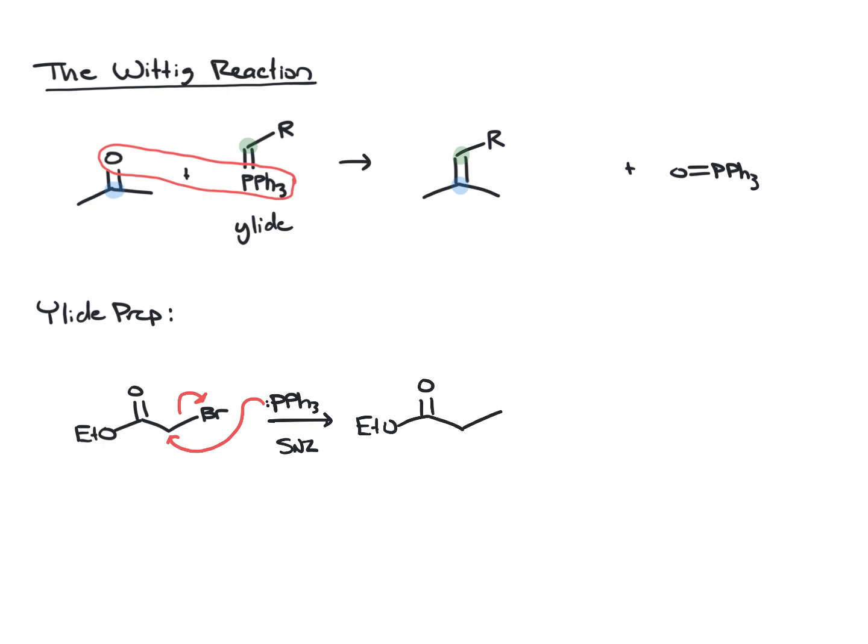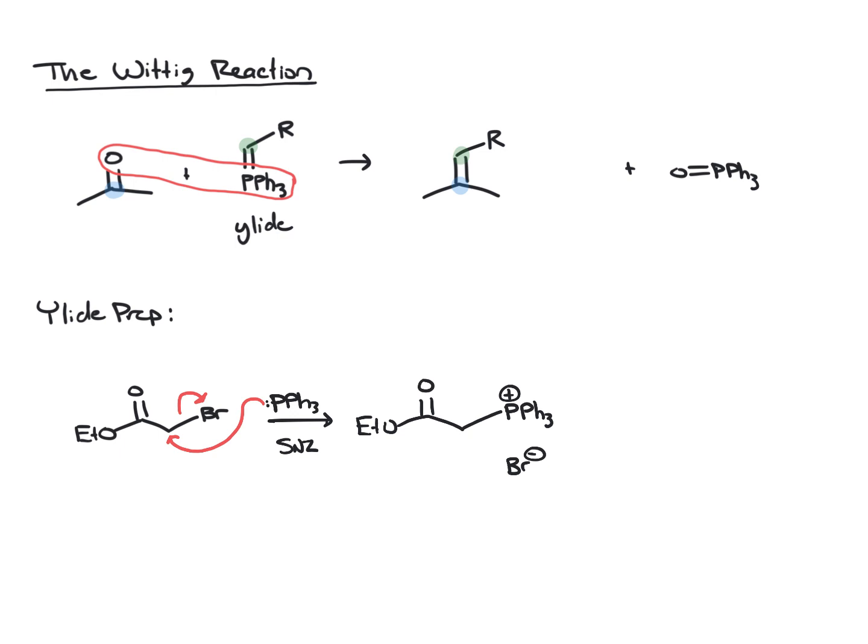So what we now have is a bond to the phosphorus. It still has the three phenyl groups. Because we added that new bond, it's positively charged. And then we also have the bromide ion. So this is considered your triphenylphosphine salt. We still don't have the ylide yet.